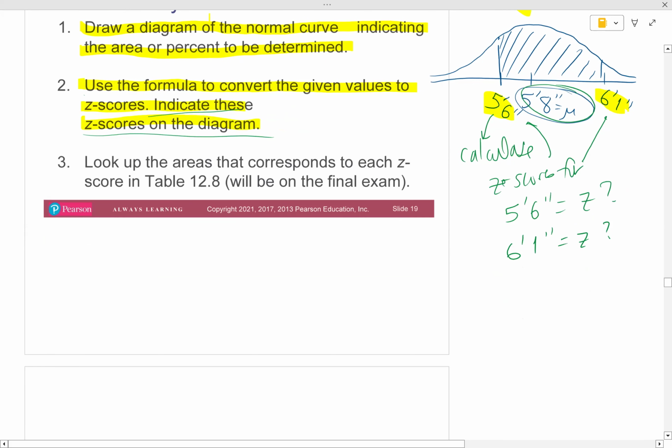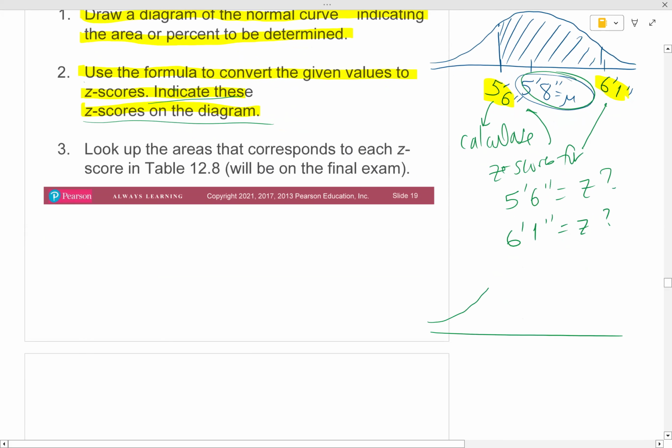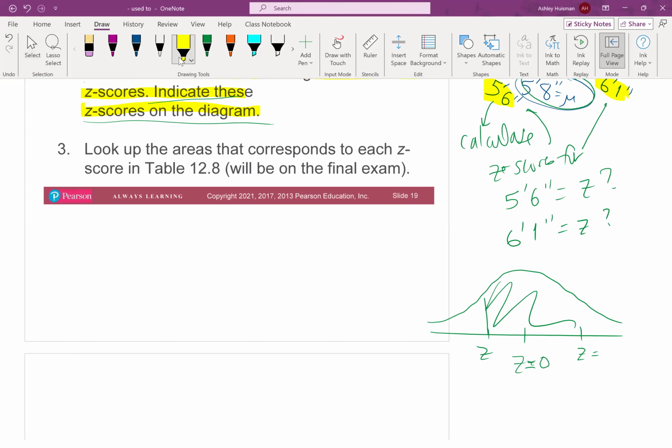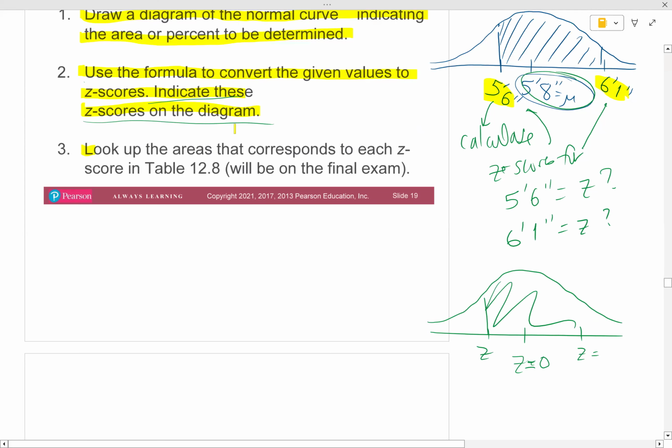So now I can go draw another diagram if I want to, where the mean, he's right in the middle. He's a z-score of 0. Like we saw in the previous example, if you're equal to the mean, you're a z-score of 0 away from the mean. And then just indicate the z-scores of those two values that you want to be between, whatever they are. And then what we do is just look up the areas under the curve in a table, which I'll show you pretty soon.